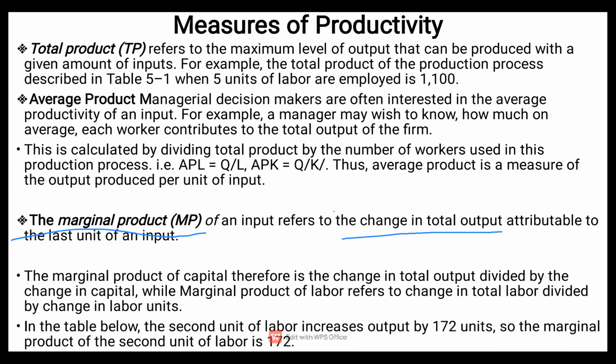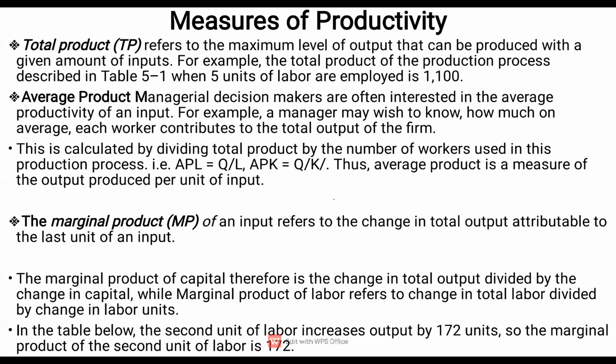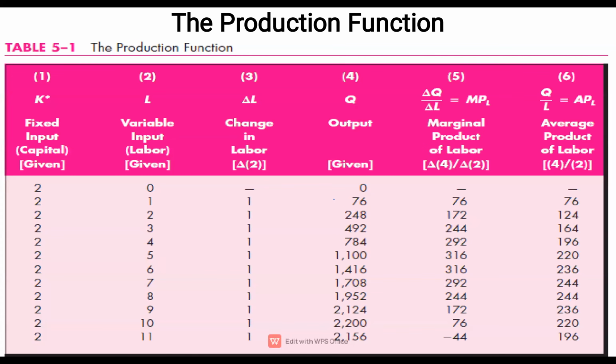The additional increase in output as a result of an additional unit to the total input is called the marginal product of that particular input. It can be the marginal product of labor. It can be the marginal product of capital, depending on whatever variable that you have.